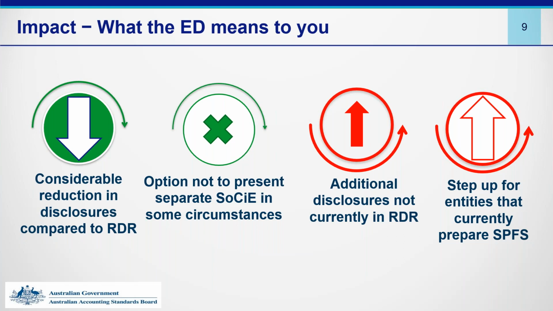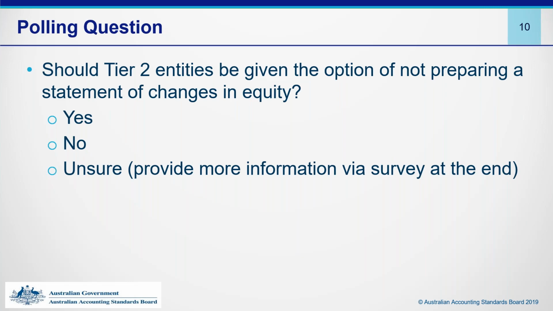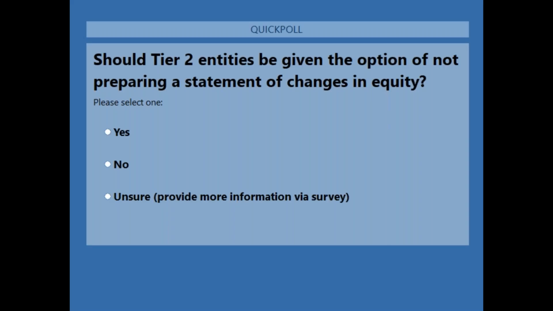Okay, with that, we'll take you to our next polling question, which is on the statement of changes in equity, and whether you think that Tier 2 entities should be given the option of not preparing a statement of changes in equity. Can you please give your answer yes, no, or if you're unsure? For those that are unsure, can you please provide some more information on why, and what else you need to make that decision? In the polling question you obviously only have 3 options, but at the end of the session there will be a survey, and if you have any further information, if you explain to us why you're unsure or what you would need from us to help you make a decision, please let us know. That would be great.